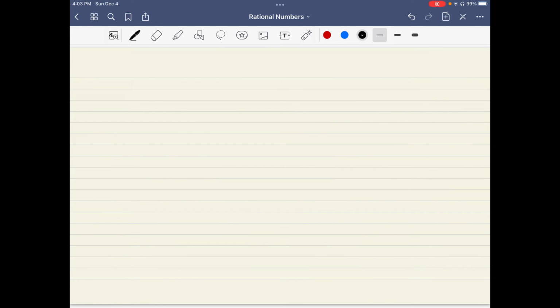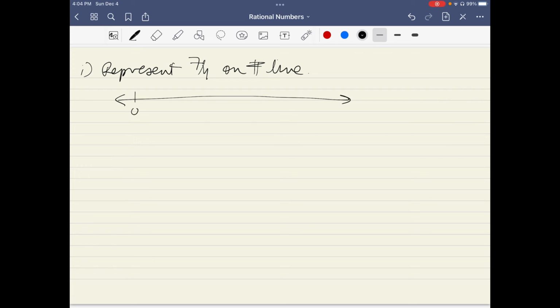Now let's solve a few more questions together just to get those concepts solidified. First one, represent 7 over 4 on the number line. Okay, so 0, 1 over 4, 2 over 4, 3 over 4, 4 over 4, which is 1, 5 over 4, 6 over 4, and 7 over 4 is right here.